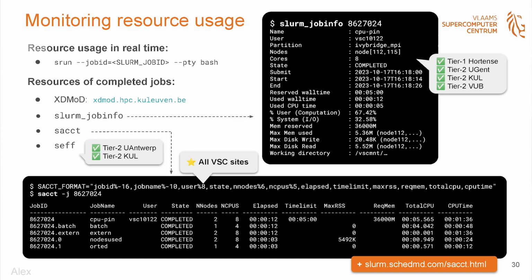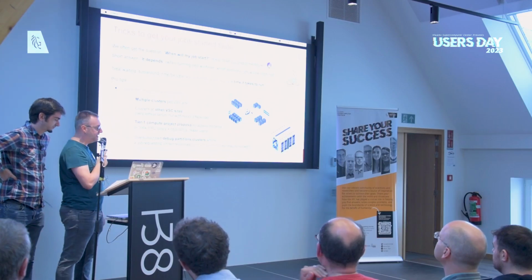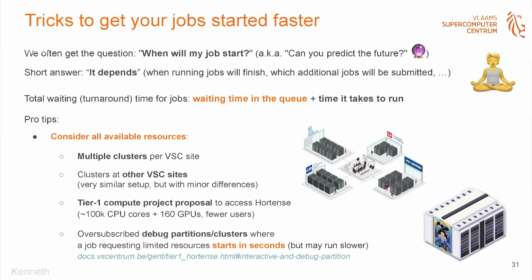All right, this is the last slide. The main message here, tricks to get your job started faster, is factor in the queue time of the jobs. So the more resources you ask, the longer your job may be waiting in the queue, which means you are waiting for the job to finish as well. So there's tricks to limit that. You should look into the different clusters that are available. Maybe try submitting to another cluster.